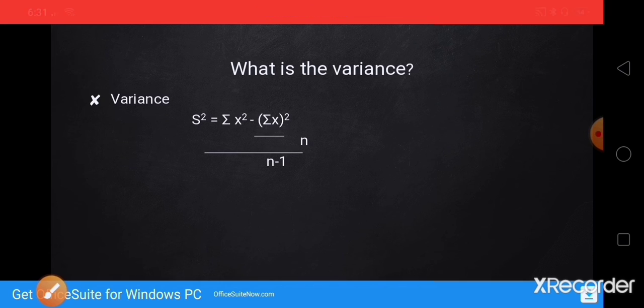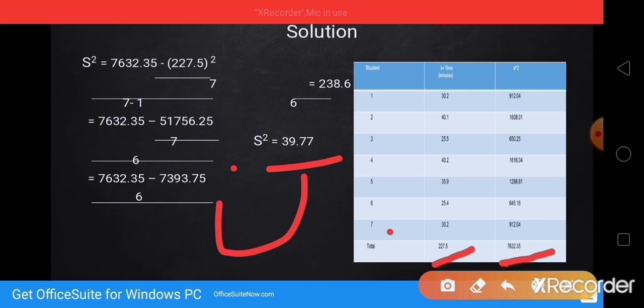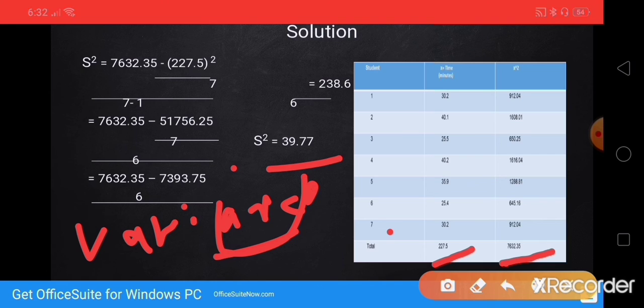Next, let's proceed to the solution. For you to find it, here is the summation of x squared and the summation of x, and the n is 7, and we have the solution. 227.5 to the power of 2, divided by 7, equals 7,393.75. Then minus 7,632.35, divided by 6, it results to s squared equals 39.77. That will be our variance.